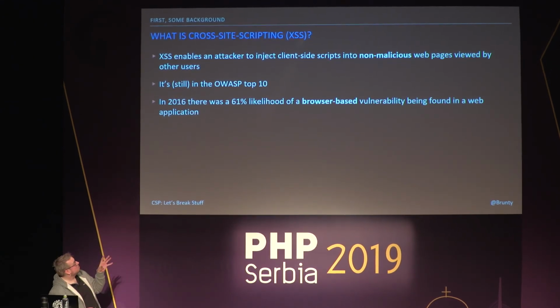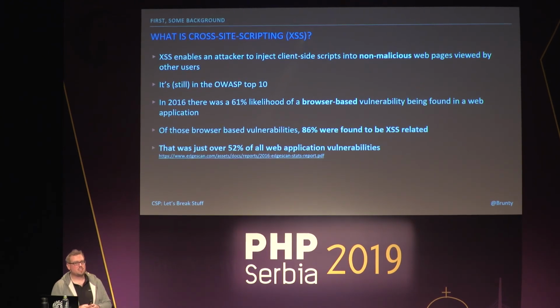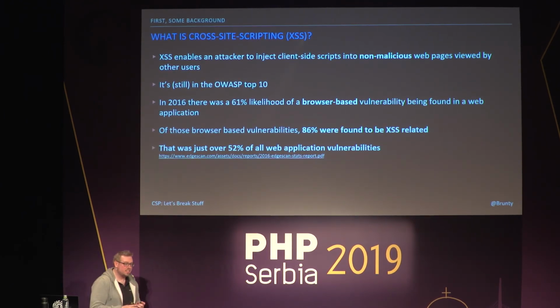This is a little bit dated now, but in 2016 there was a 61% likelihood of a browser-based vulnerability being found in a web application. Of those, 86% were cross-site scripting related. If you do the math, that means that just over 52% of all vulnerabilities found in this study were cross-site scripting related. In 2017, it jumped. It seemed to be growing year on year. It's not a thing that's going away because developers as a whole aren't doing things properly.